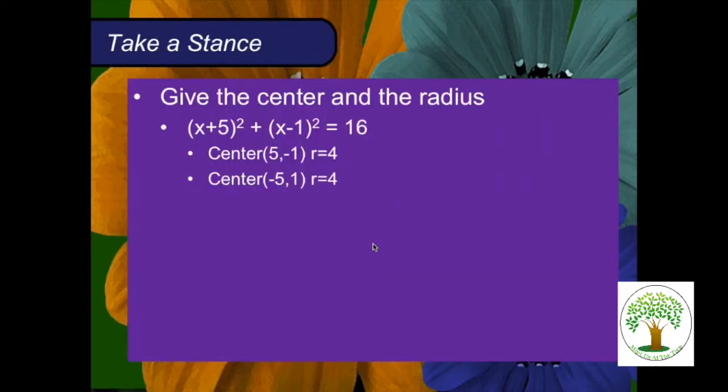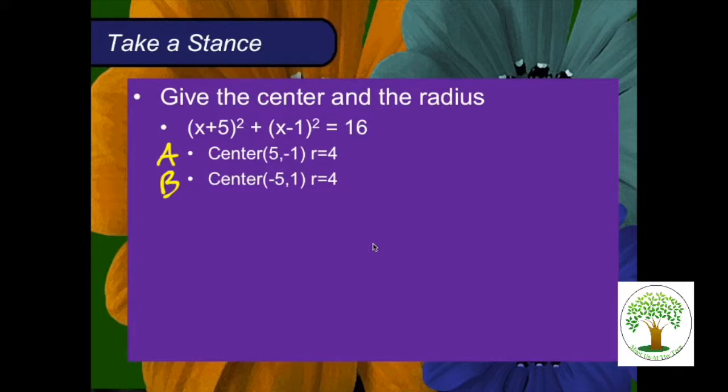Here we go. I want you to take a stance now. A geometry take a stance. I have an equation. I want you to tell me which one's the correct, A or B. I got B. Anybody say A? Anybody say B? Okay, so B is what you guys decided.